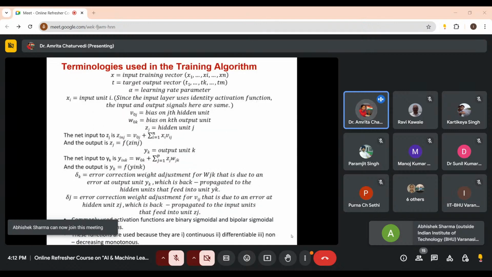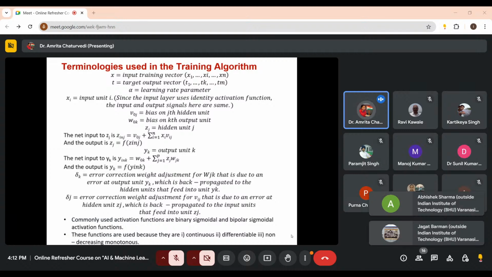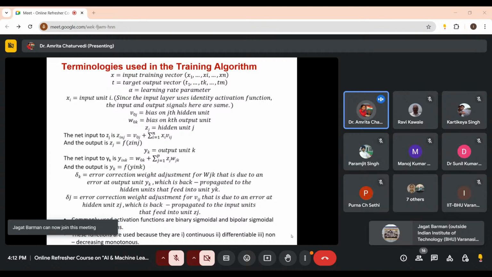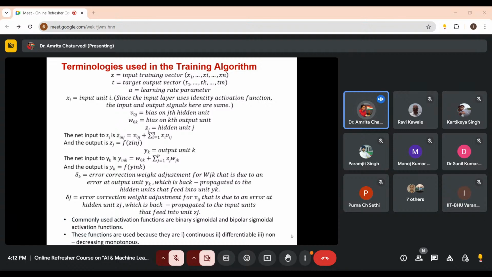Now, first of all, let us see the terminologies that we will be using in the training algorithm. So X is your input. When I say just X, it means a training vector. It has n points, X1, X2, X3, and so on up till Xn. These are the n points that are applied at the n nodes in the input layer.